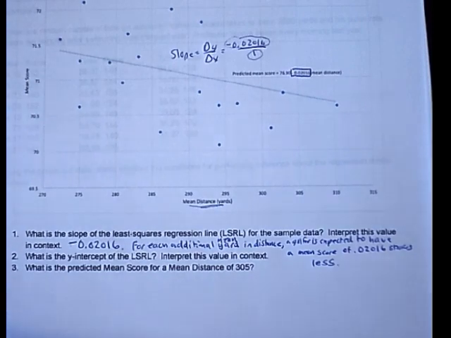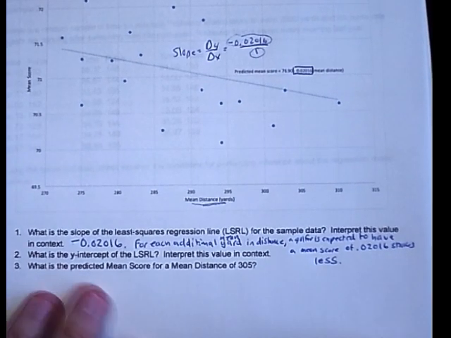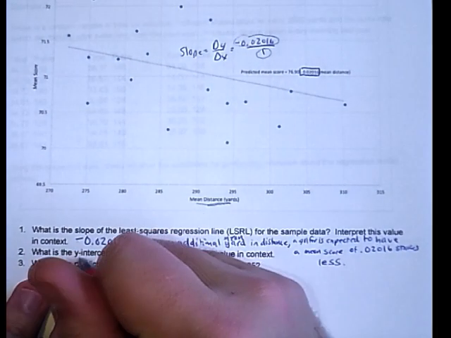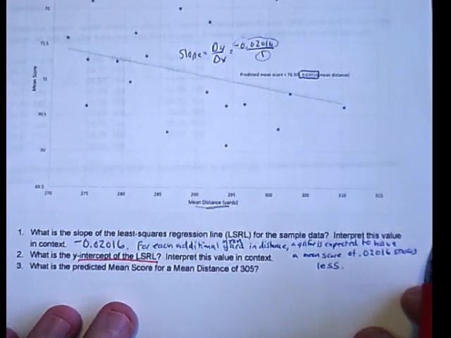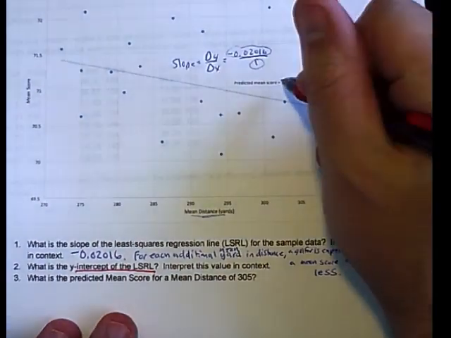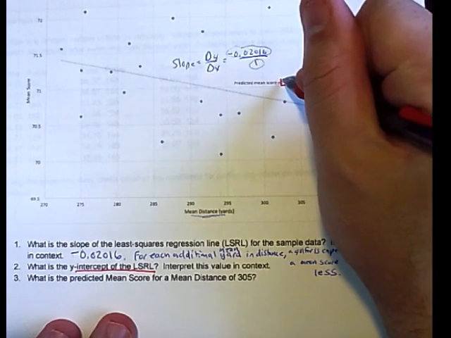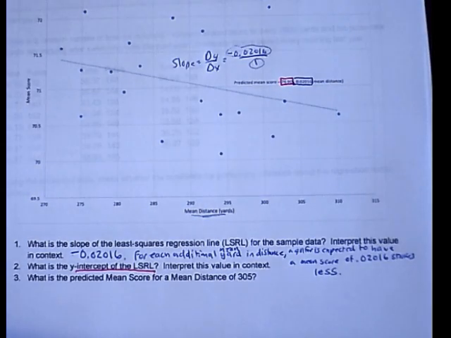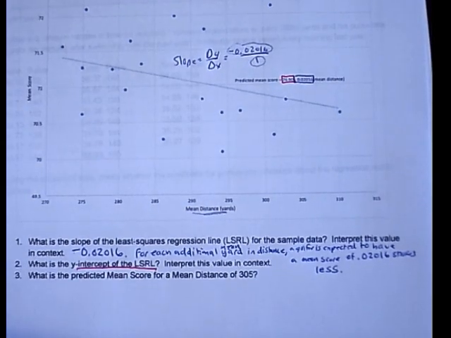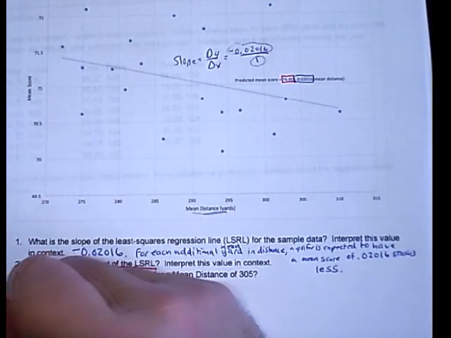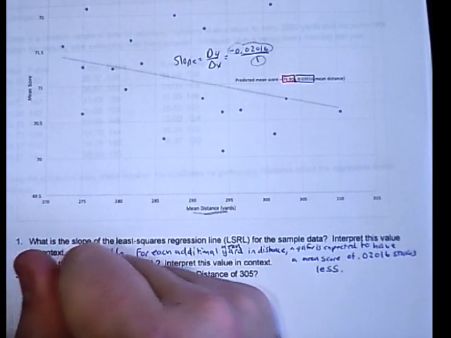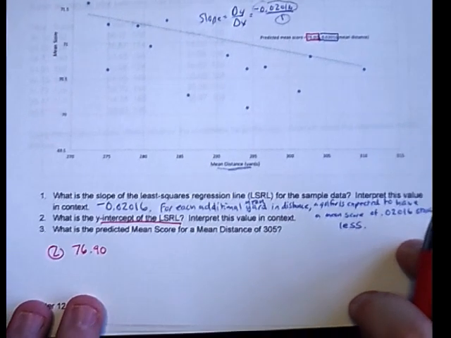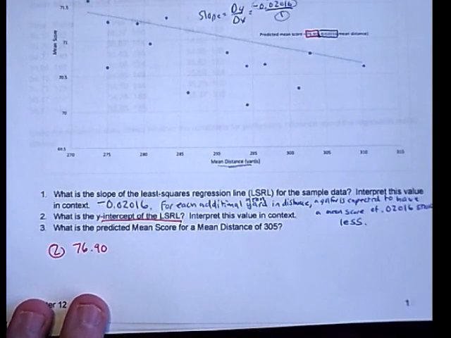All right, now let's try to do number 2. It says, what is the y-intercept of the least squares regression line? Okay, so if I'm looking in my prediction equation, that's that first number. Remember, they kind of give it to us backwards in stats. You know, it's kind of hard to see, but it says 76.90. And they want me to interpret this in context.